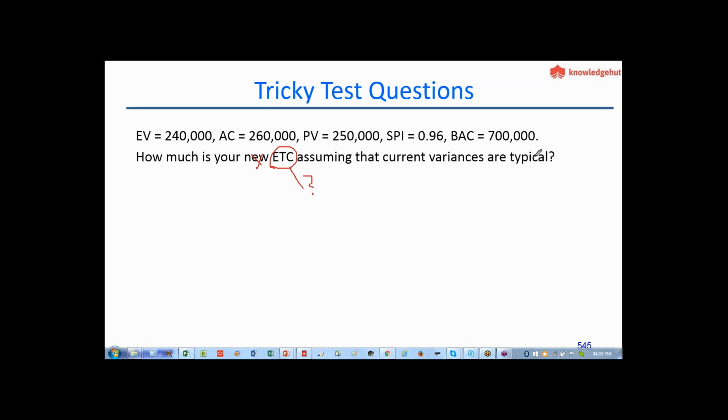So you are taking a health check, you have actually spent a certain amount of money, and you are forecasting the amount of money you would need to finish the rest of the project work. That is called estimate to complete. Now first of all you have to find out the formula for estimate to complete. Just go through your formula sheet and find out. ETC equals EAC minus AC.